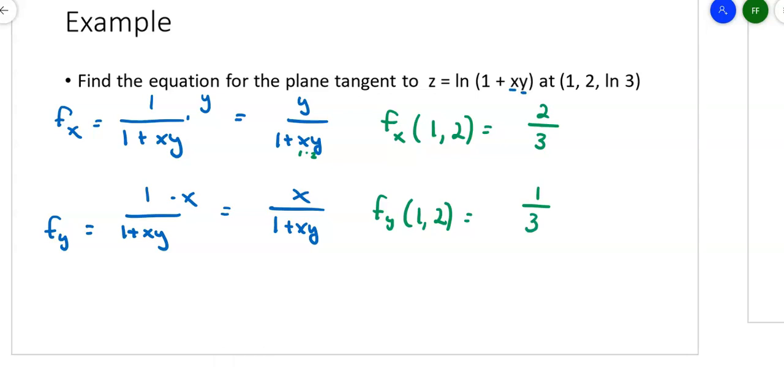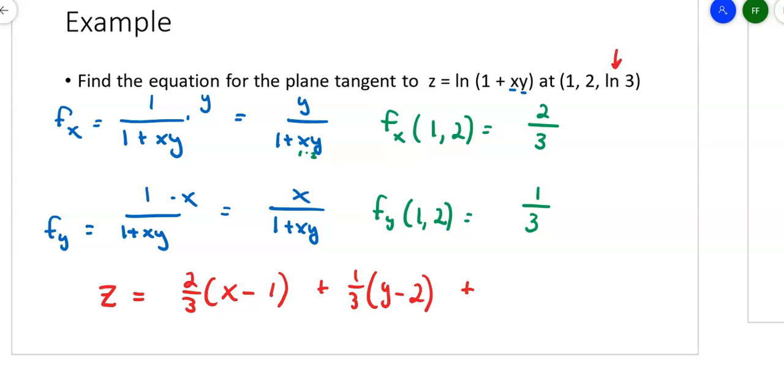That formula says that z equals the partial with respect to x times x minus the x coordinate, which in this case is 1, plus the partial with respect to y times y minus the y coordinate, plus f of (a, b). Well, where would I find f of (a, b)? That's this guy here. So f of (a, b) is the natural log of 3.